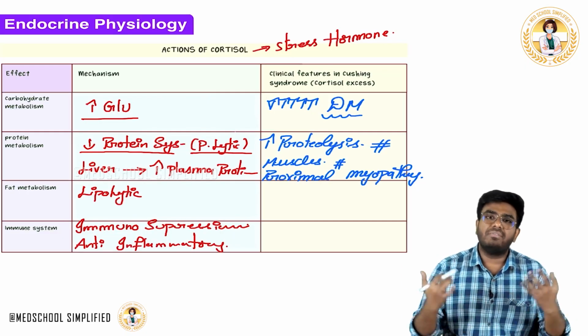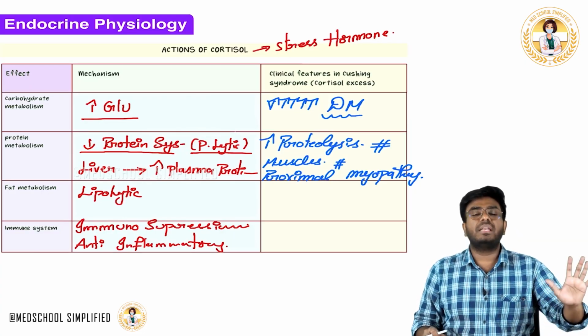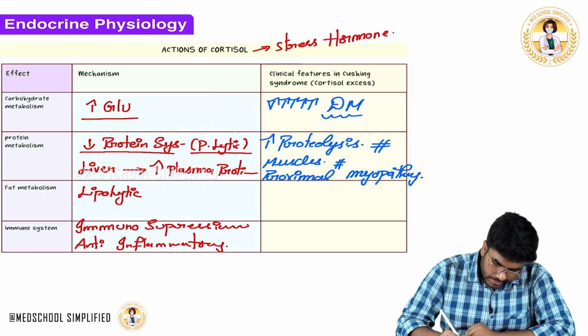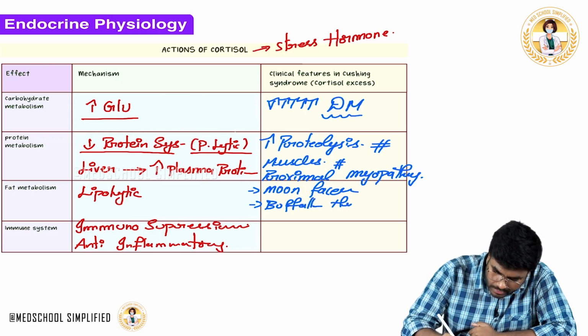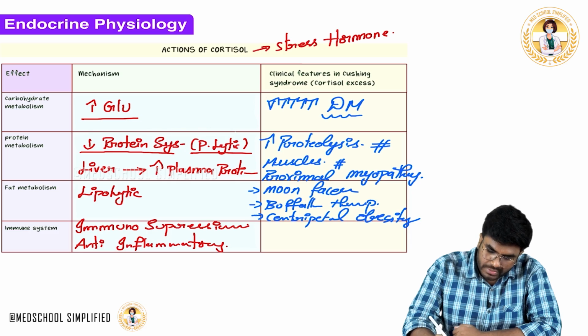Everywhere in the body there is lipolysis happening. Because of the hyperglycemic state, more insulin is there. Insulin will stimulate lipogenesis, especially in the central axial skeleton of the body. That will cause central obesity. Let me write it down here. The keywords: moon face, buffalo hump, and centripetal obesity. The patient is going to have centripetal obesity.